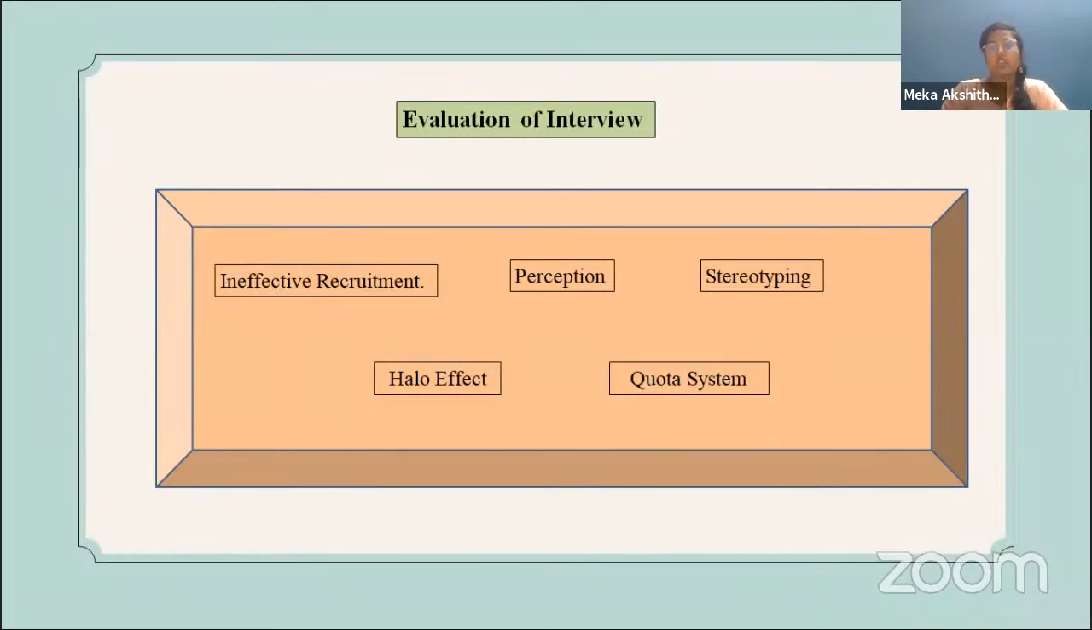It is the responsibility of the organization, the one who is taking the interview, to carry out the interview in a fair and appropriate manner without any biases, without any subjectivity. Understood, right?